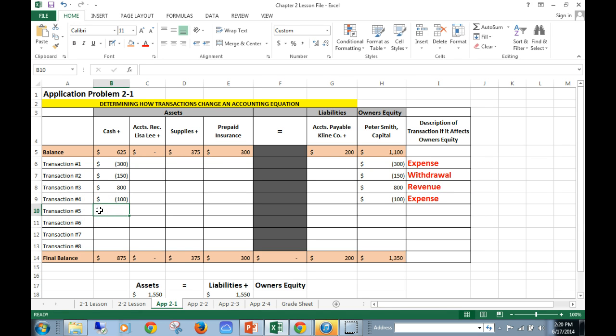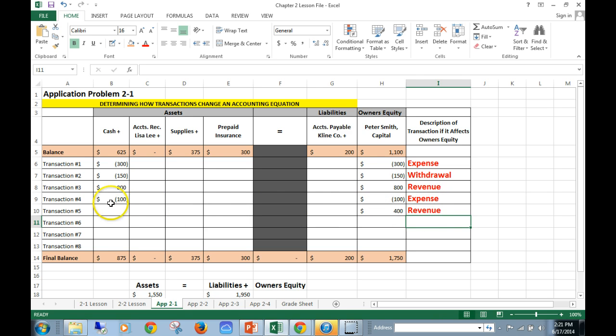Transaction 5, sold services on account to Lisa Lee. Now, again, if you remember back in 2-1, whenever we sell something on account to Lisa Lee, we're going to record it in our capital account or our owner's equity. This was for $400, so we're going to add $400. This is a revenue. If you start to type it in and hit enter, it'll put it in there for you.